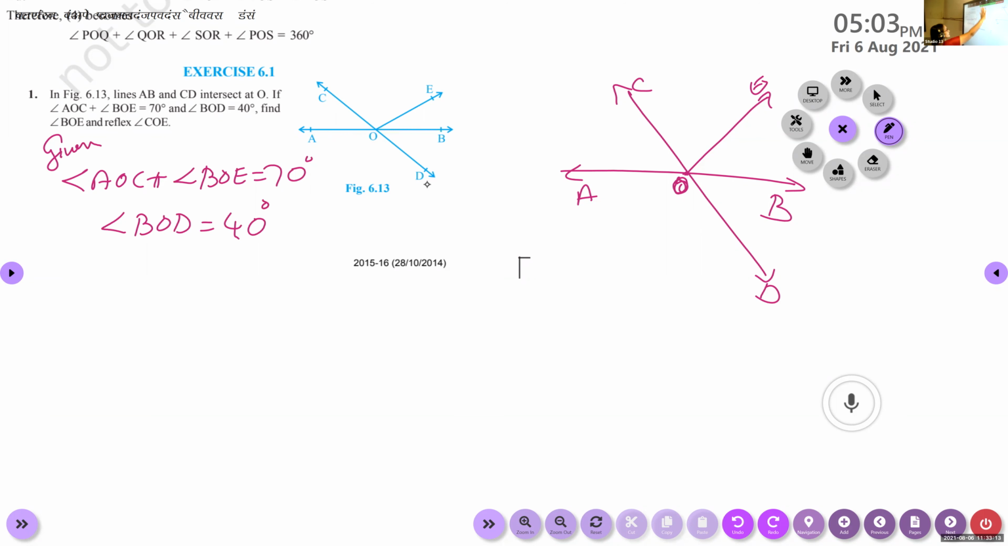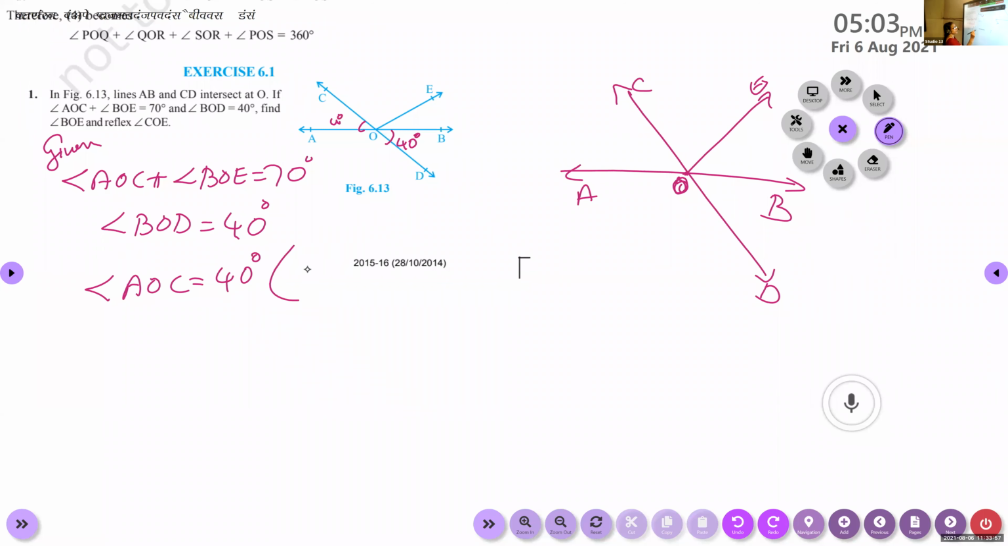BOD is 40 degrees. So how much is AOC? 180 minus 40? BOD is given as 40 degrees. So angle AOC, 40 degrees. Why? Vertically opposite angles. Yes, it is 40 degrees, vertically opposite angle. AOC equal to 40 degrees.